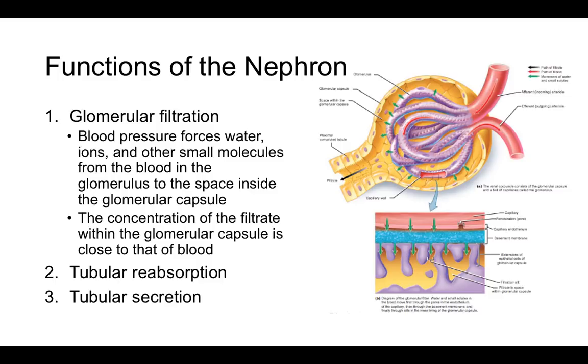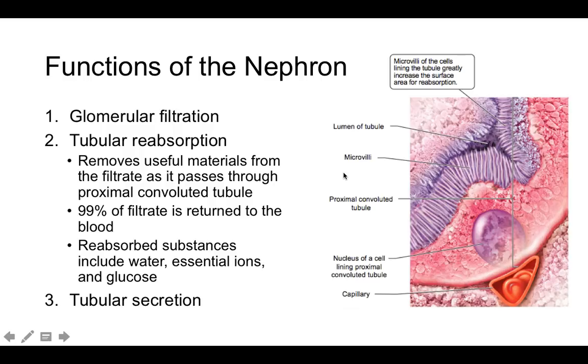So then we get to the tubular reabsorption because we've just pushed all the water out into the capsule. So now we're going to move into the proximal convoluted tubule and reabsorb all of it. So the tubular reabsorption pulls all the useful materials from the filtrate. So you have to think of it not in the blood anymore, it's in the tube. So everything that's useful to the body is now moved from the filtrate into the blood because we literally don't want to pee ourselves to death.